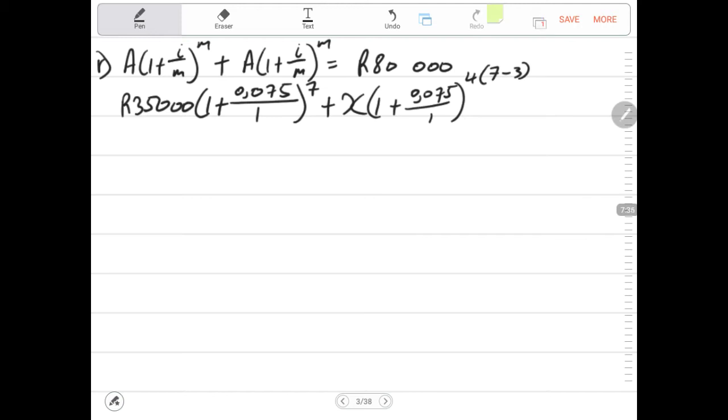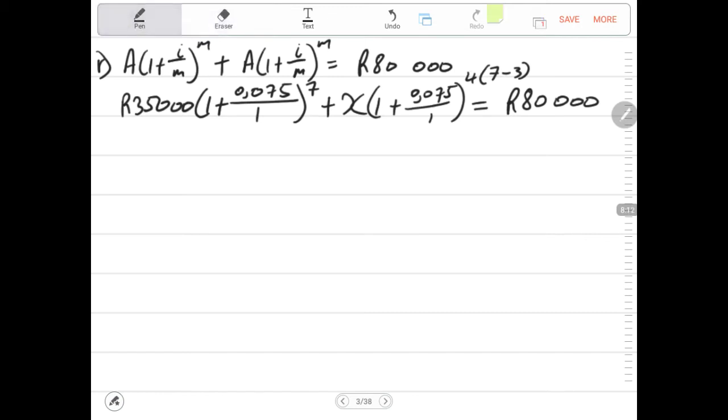Then it will start earning interest in year 4, year 5, year 6, year 7, meaning it will earn interest for 4 years. Then this is what we need to have in the future: 80,000 rands. After we invested 35,000 rands for 7 years and invested X amount of money that we don't know for 4 years, then that should give us the target amount in the account of 80,000 rands, so that the son of the father is able to go to school where the fees will cost 80,000 rands.